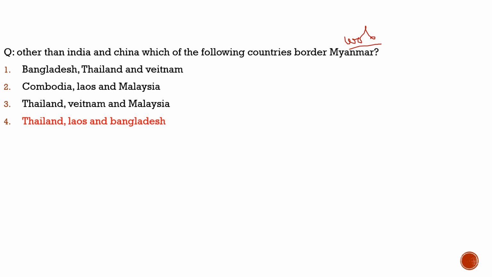See here, what does the question say? Other than India and China, which of the following countries border Myanmar? Trust me, a question like this can be asked in the exam, because Myanmar has been in the news. The issues within Myanmar have been in the news for the last 2 to 3 years, so we cannot ignore this question. Let us solve it. What is the correct answer? Thailand, Laos, and Bangladesh border Myanmar. True. So the correct answer would be option 4.